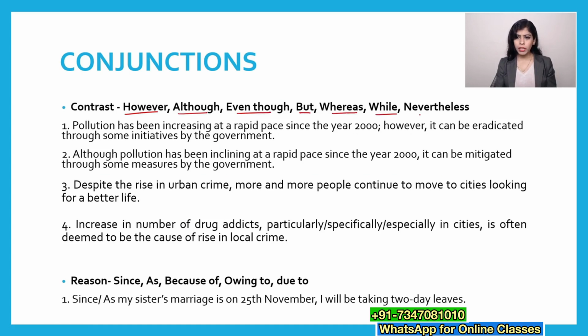Now we have contrasting connectors, and the first contrasting connectors are however, although, even though, but, whereas, while, nevertheless. All these are contrasting connectors. We can use while or whereas when we are talking about two sections of society. So a group of society believes that obesity is caused by lack of exercise, whereas others think that it is caused due to consumption of junk food. So whereas and while can be used like this as well.